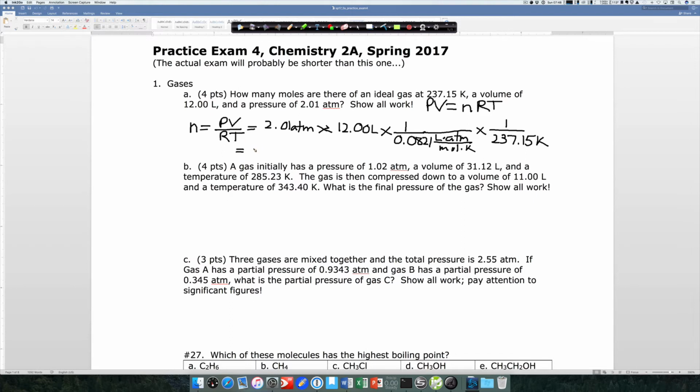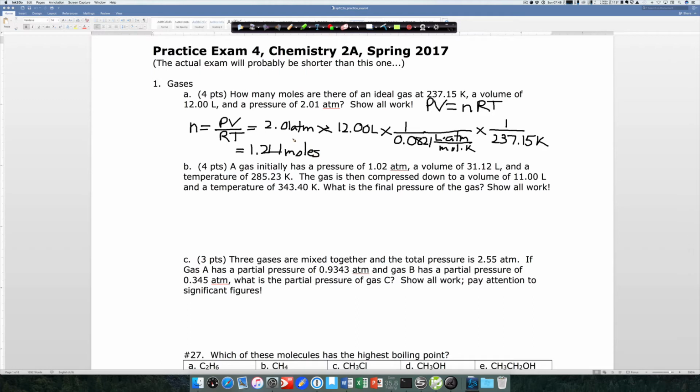All right, so I'm getting a value with sig figs in mind. I've only got 3 sig figs to work with. So 1.24. I was about to write kelvins, but that's incorrect. We're looking for moles, so it's moles.